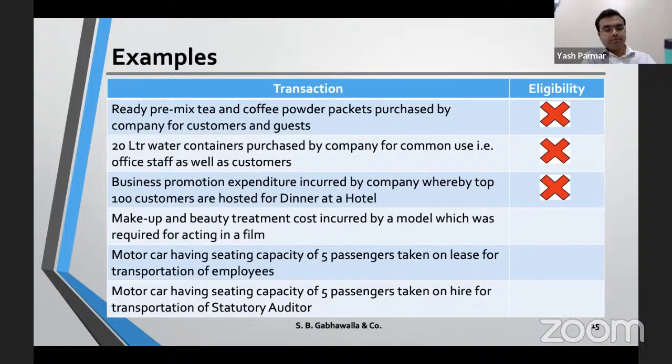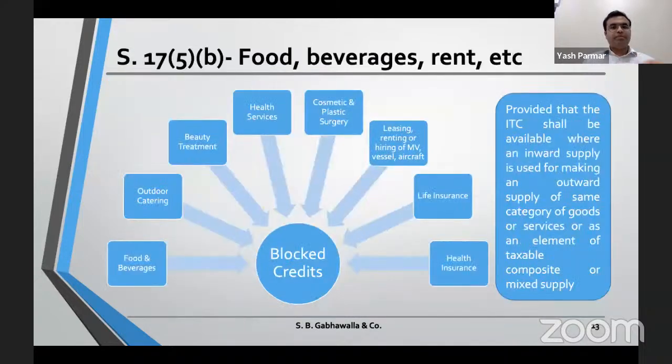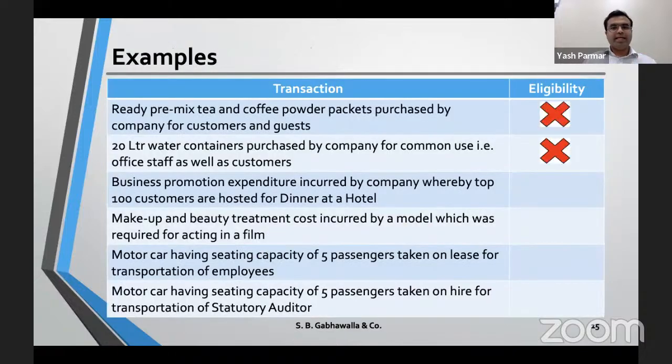Next example is makeup and beauty treatment cost incurred by a model, which was required for acting in a film. Now all of us know that it is very essential for a model to get herself made up before shooting, for her to provide the services. But because beauty treatment is a block credit, ITC in this particular case cannot be claimed, even though these makeup services are used by the model in the course or furtherance of business.